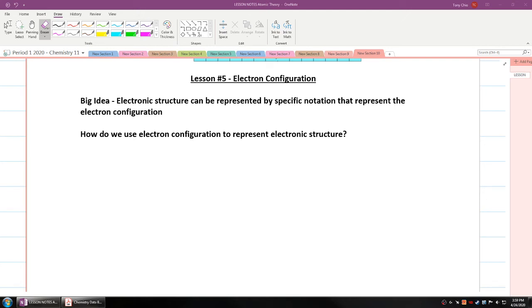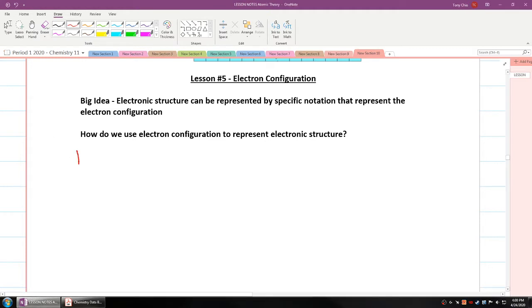Everybody, in this lesson we're going to talk about electron configuration. We went over electronic structure last lesson. Now we're going to look at how we represent each element's electronic structure. The big idea here is that electronic structure can be represented by a specific notation that represents the electron configuration. So how do we use electron configuration to represent electronic structure?